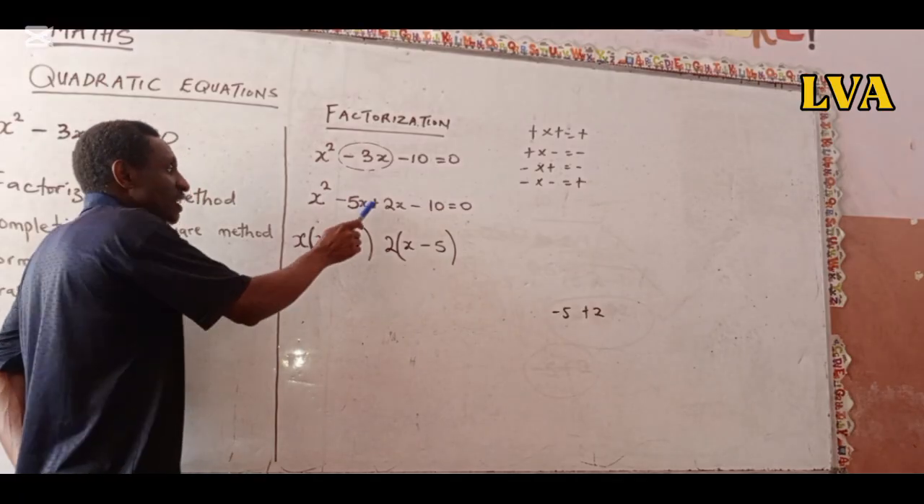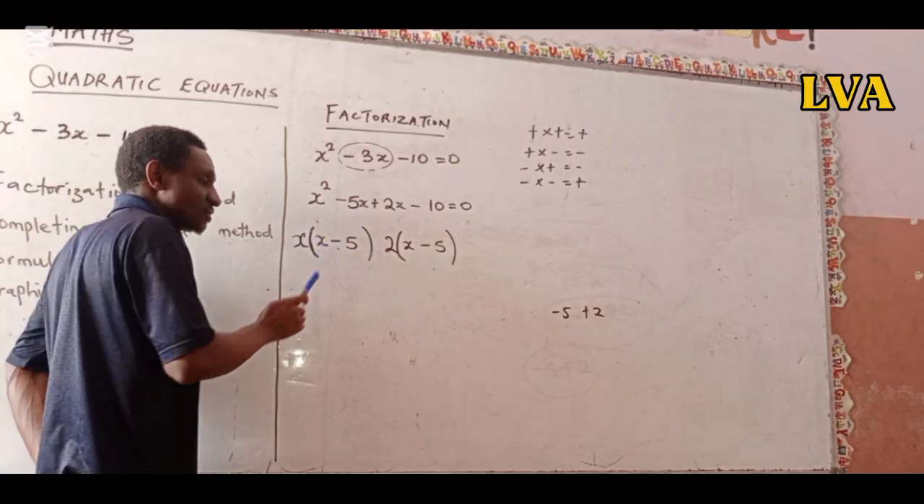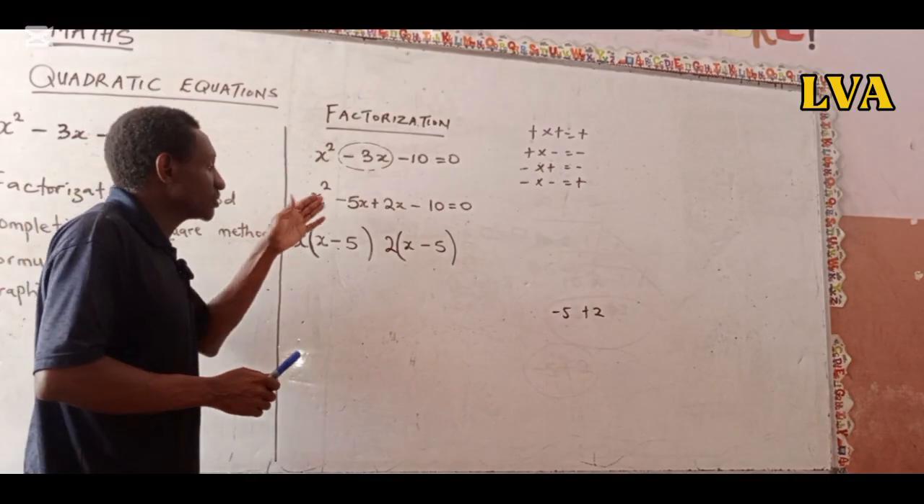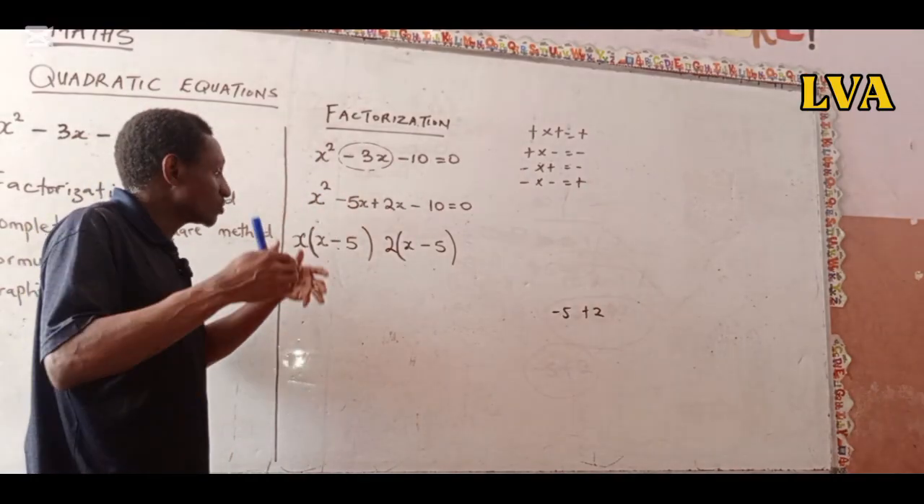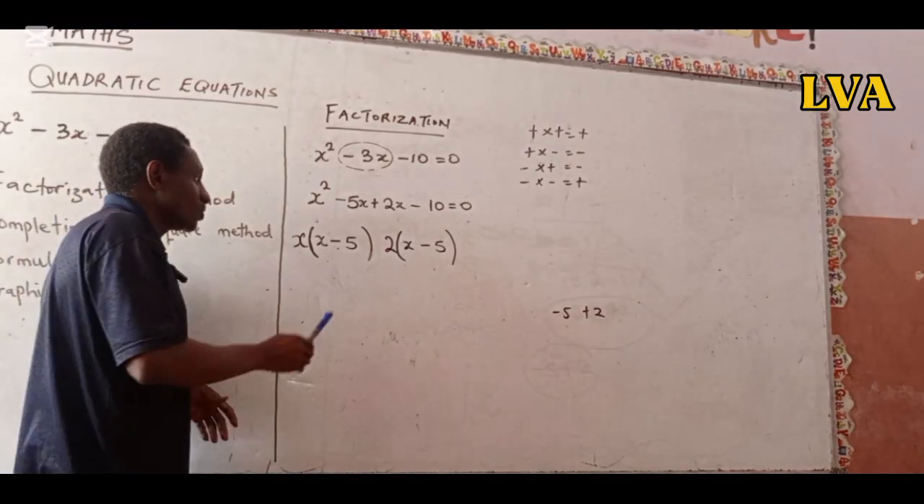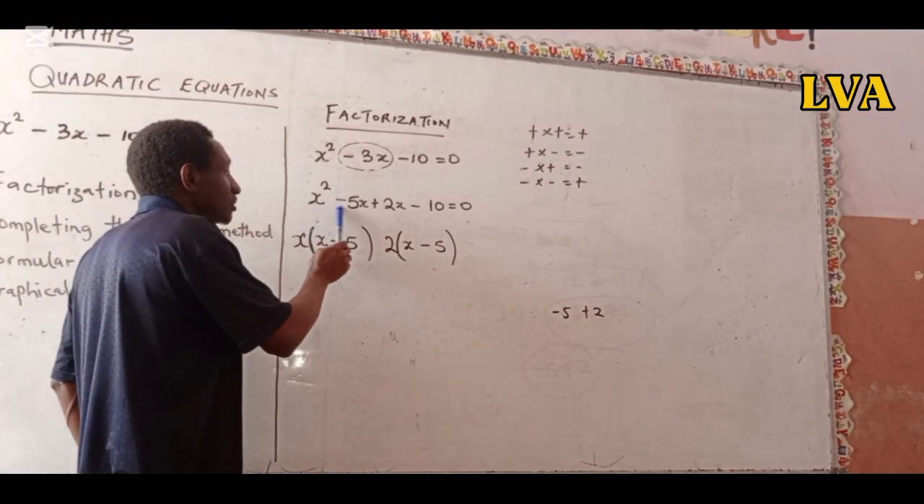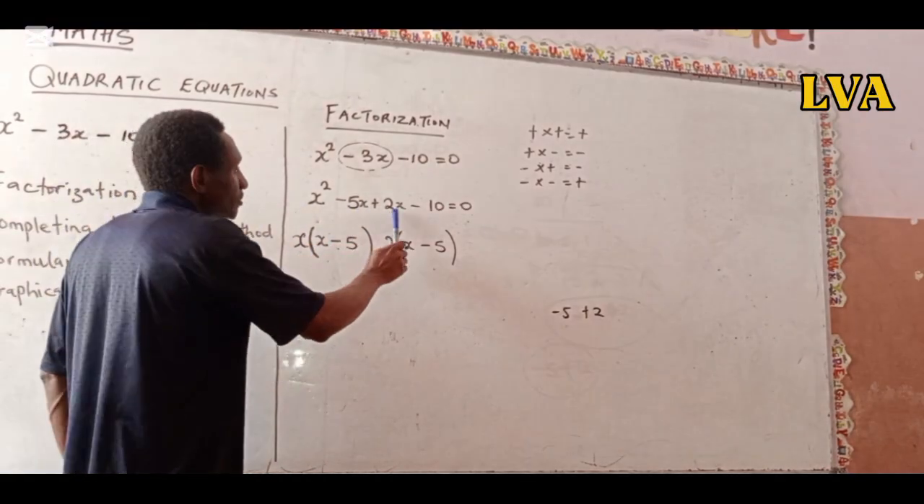So if I factorize the first two terms, what I have is x over bracket, x minus 5. To factorize means to put in bracket. To expand means to remove bracket. Factorize is to introduce a bracket, and to expand means to remove the bracket. So I have brought out the x that is common between here. And I go to the next two terms.